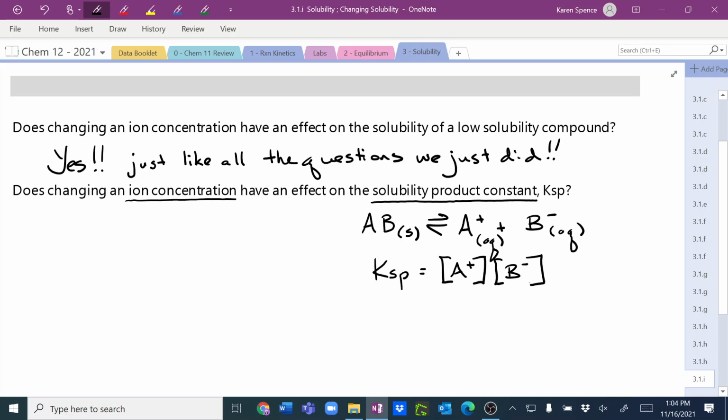Exactly. So number one, we know that KSP is a constant, therefore it won't change unless we change the temperature. But that's just a really sort of simplistic answer. The real reason is, what happens if we raise one ion concentration? The other ion concentration goes down so that the product remains the same.